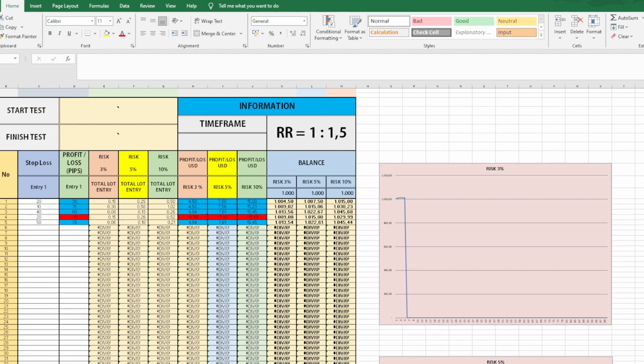This table automatically adjusts the lot size you use based on your total equity and the total number of pips for your stop loss. All you need to do is fill in the figures for your stop loss, take profit, and total balance. The table will then automatically adjust the lot size you can use.